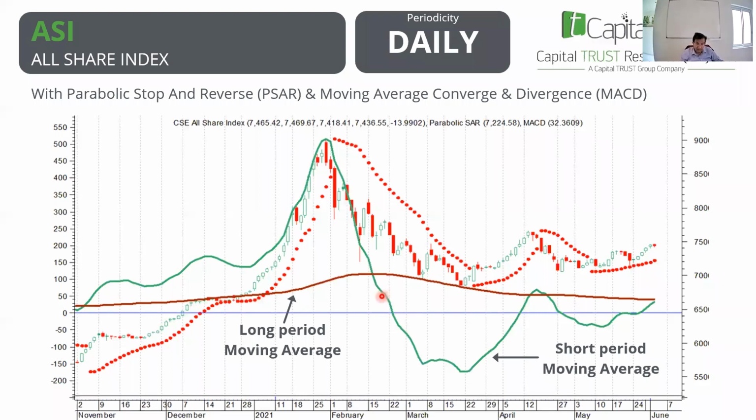Here we have what is known as the MACD, moving average convergence and divergence. Now, moving average convergence and divergence means there is a long-term moving average, which is usually the 200 period. That means 200 candles long. Moving average, I will come to what is a moving average later. That 200 period moving average shows the long-term trend.